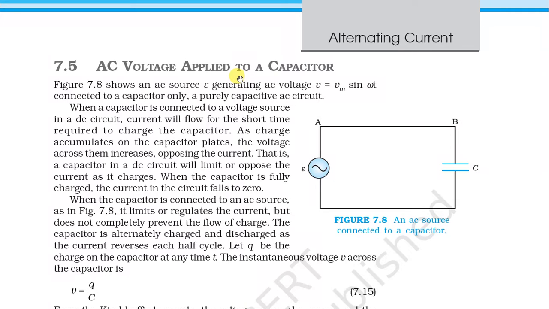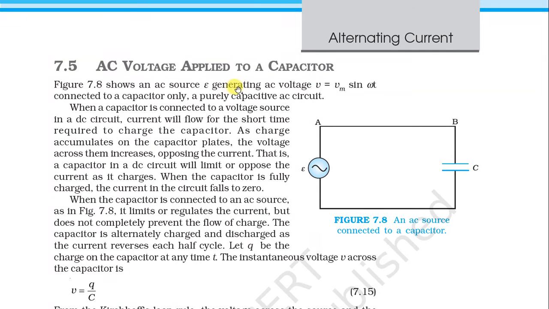Today's topic is the AC voltage applied to a capacitor. This is our figure. This is shown with the AC supply, and this is our capacitor, plate 1 and plate 2. The two plates are separated by a certain distance, and between the two plates there is a dielectric material.